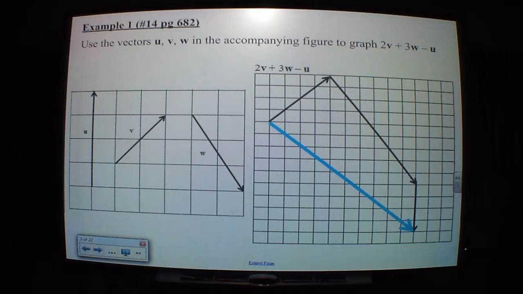It makes it easier to have grid paper, graph paper, if you're going to do this, because it's easier to draw them. This is the way I do it. Your book does it differently by drawing parallelograms. If you like the way your book does it, you can do it that way. I think this way is easier.